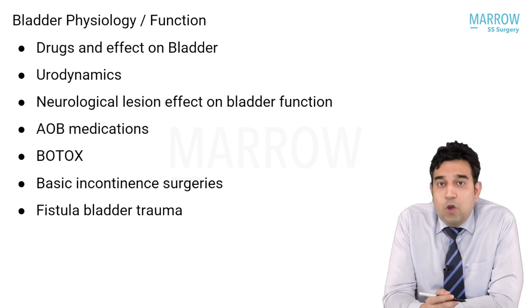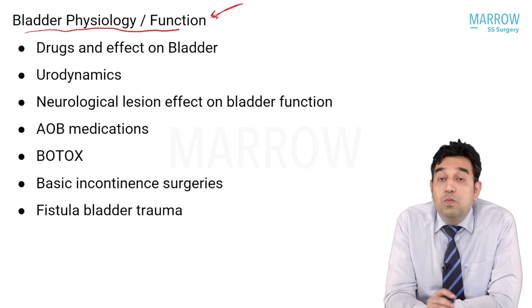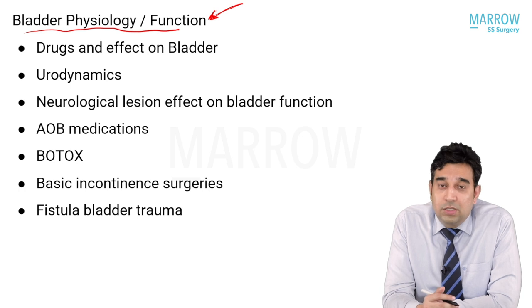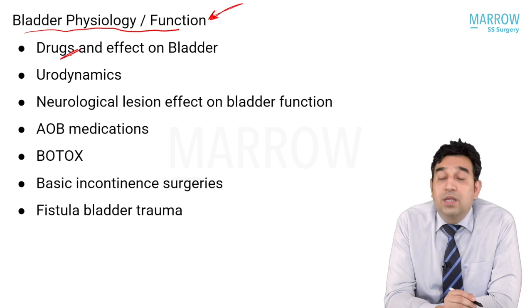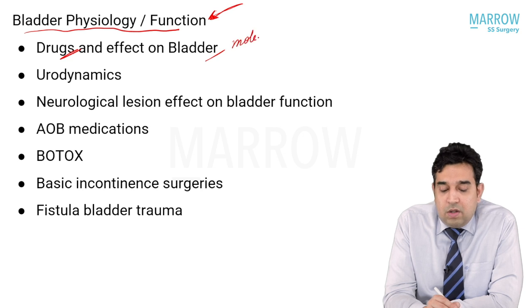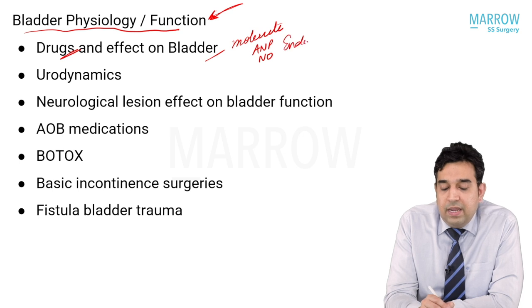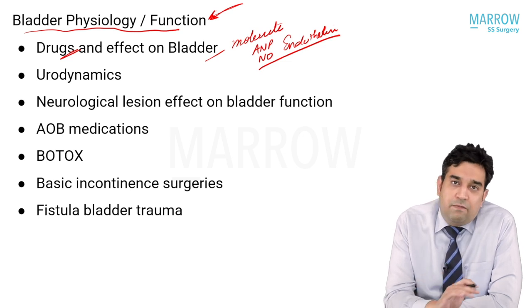Then coming to a difficult topic, which is bladder physiology and function. I would particularly ask you not to give too much time to this topic, because there are a lot of theoretical things in this, and because it's a functional thing, sometimes it doesn't follow a lot of logic, so you have to cram a lot of things. What I would like you to focus on is drugs. What are the drugs which are used on the bladder? What are the effects on the bladder and other molecules? For example, you can have ANP, you can have nitric oxide, you can have endothelin. So how these specific molecules act on the bladder, relax the muscles, that's something that you should make a chart of and cram.